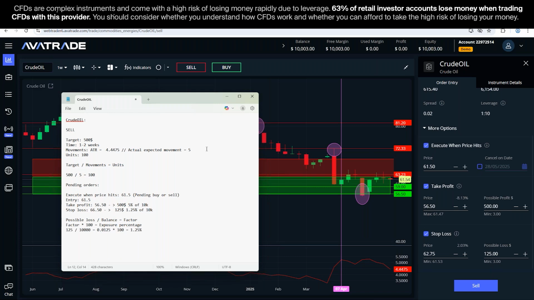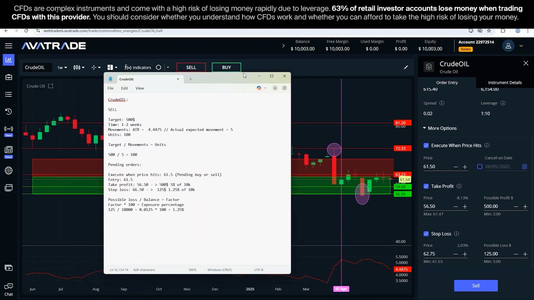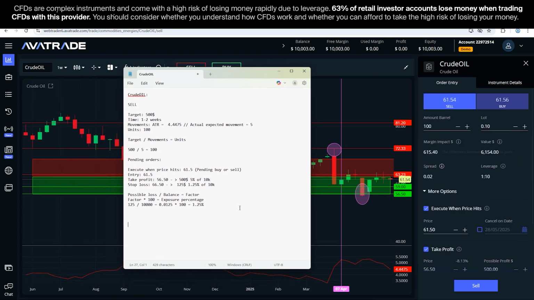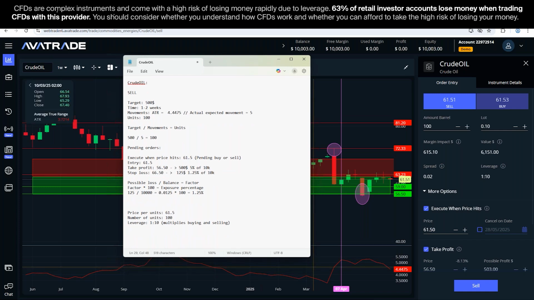There is a question: is using leverage the best idea to start trading? You don't really have a lot of choice here, but I'm going to show you in the next minute how leverage works. The price per barrel of oil is 61.5. We would like to acquire 100 units. Therefore, the number of units is 100. We have a leverage of 1 to 10 that actually multiplies buying and selling. That means we have the ability of 10 times more than our actual balance.